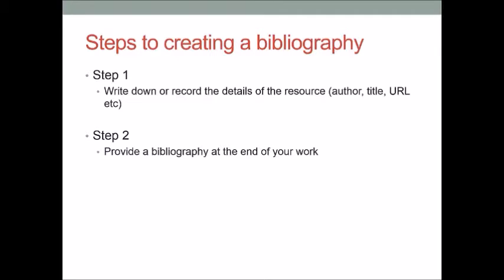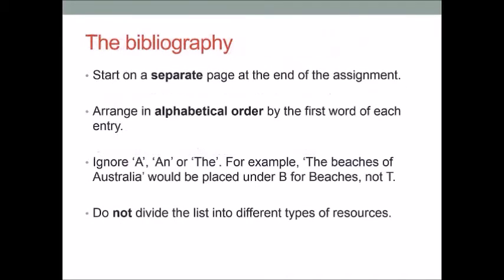For a book, it would be the author and the title, and the place and year of publication. The second step is to provide the bibliography at the end of your work. The bibliography itself should be presented on a separate piece of paper at the end of your assignment. Arrange the entries in alphabetical order by the first word of each entry, but ignore a, an or the. So if you had a book called The Beaches of Australia, you would put that under B for beaches.